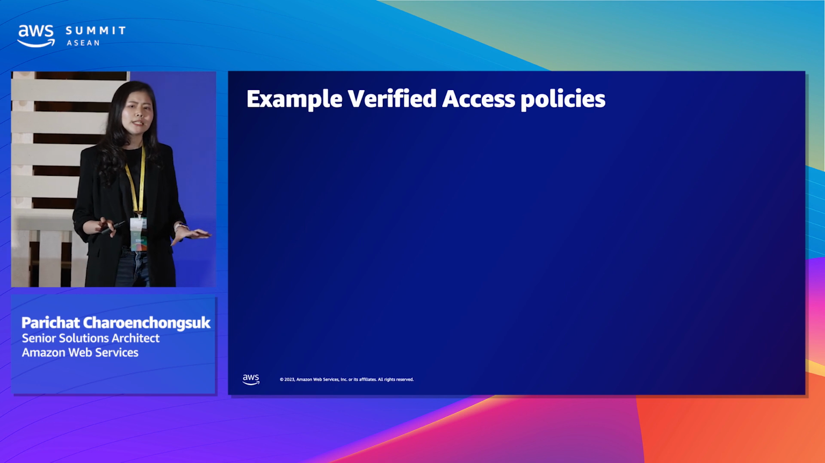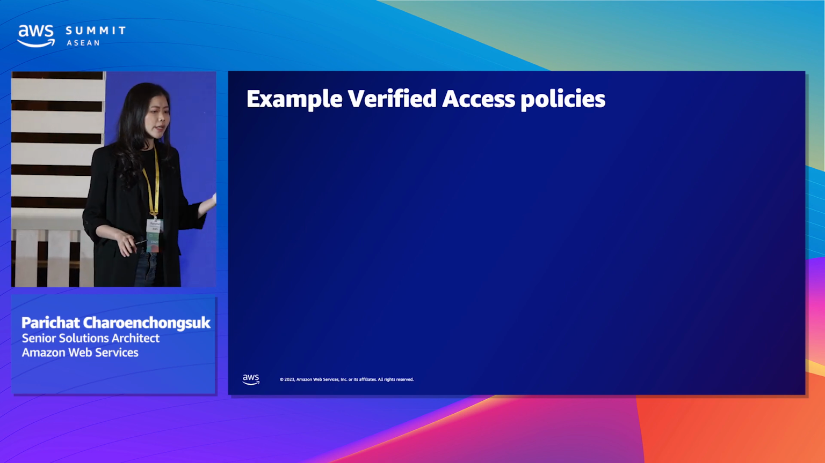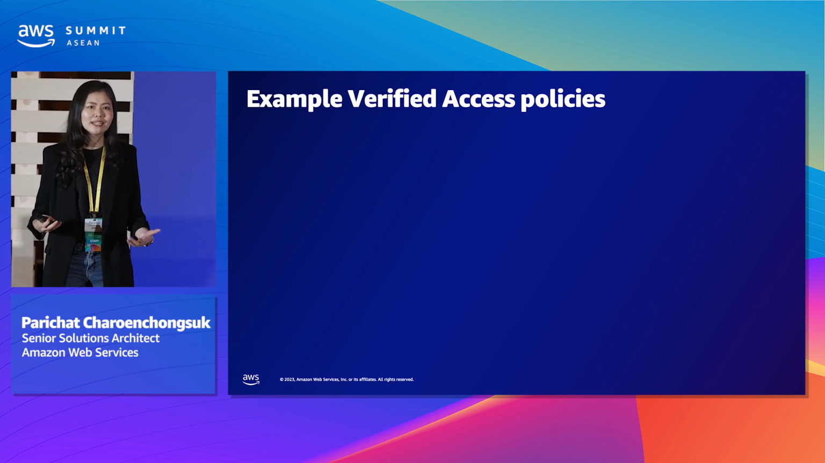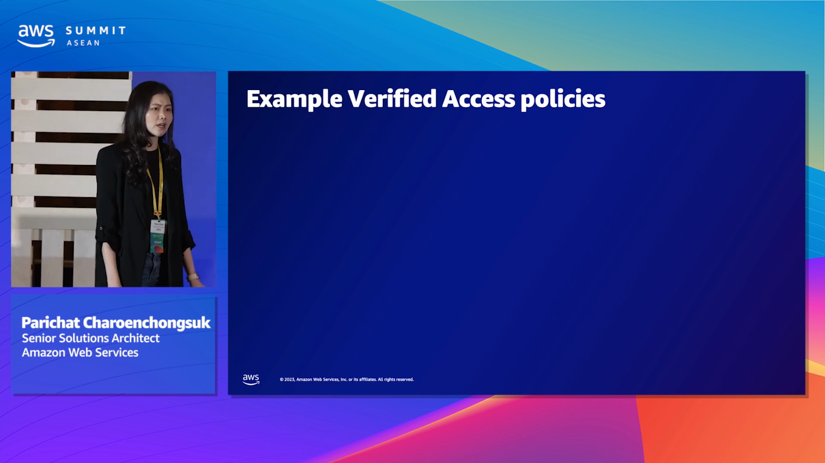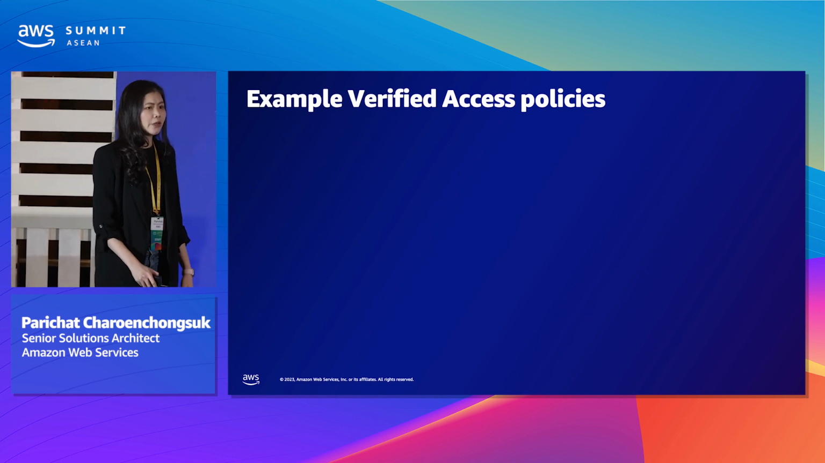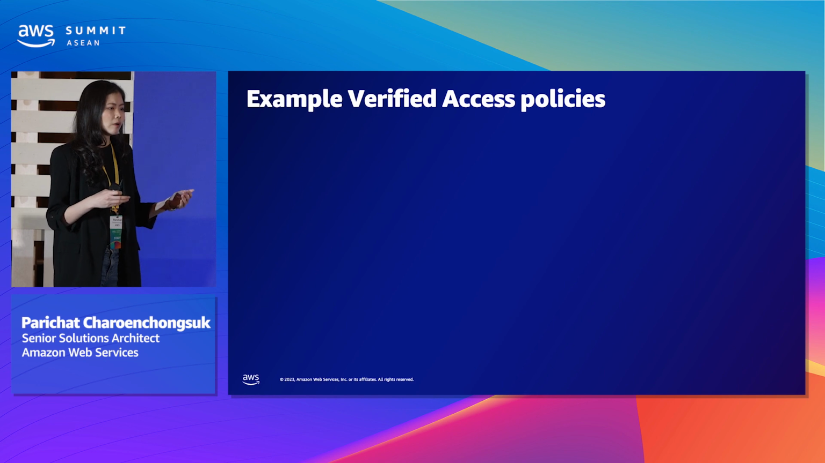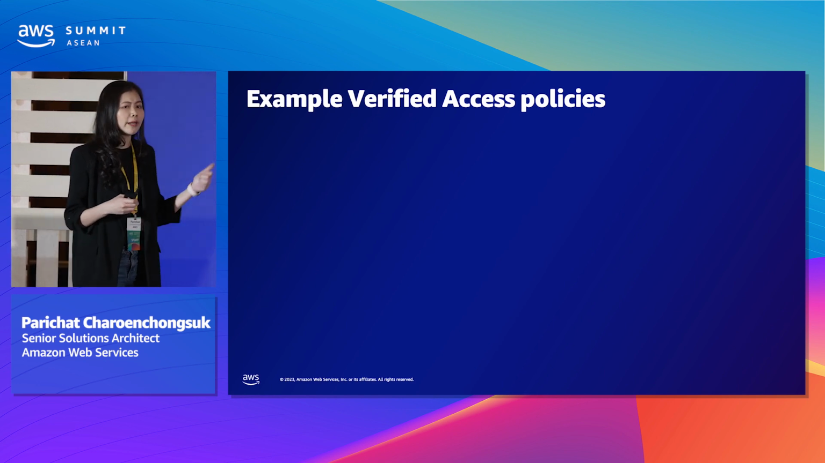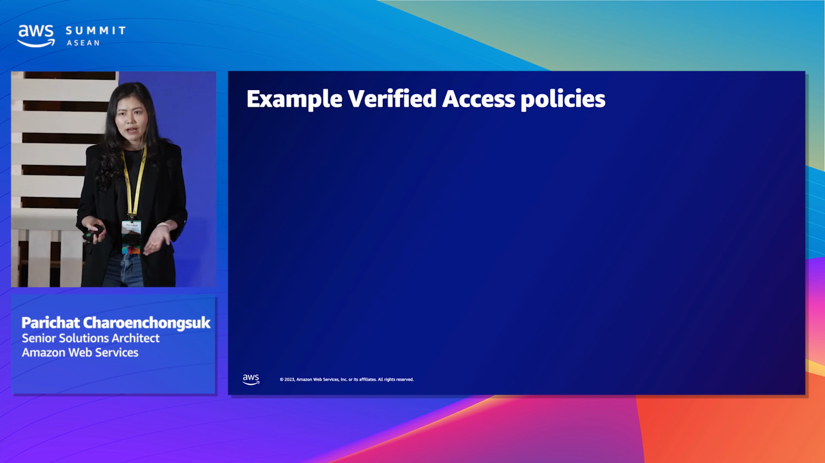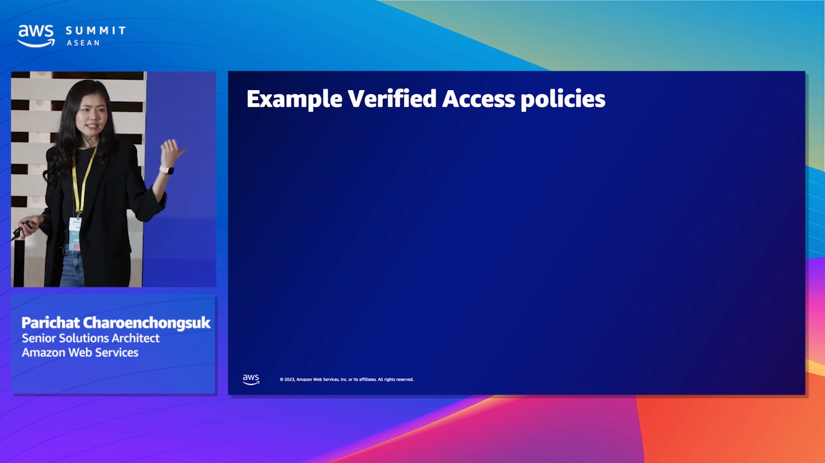Well, what does a Verified Access policy look like? We are using the brand new policy language that AWS built called Cedar. You can define permit or forbid statements with some conditions. Let's see some examples.